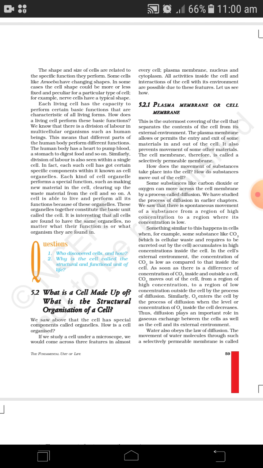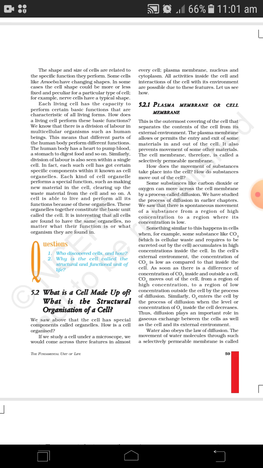Something similar to this happens in cells when, for example, some substance like CO2, which is cellular waste and requires to be excreted by the cell, accumulates in high concentration inside the cell. In the cell's external environment, the concentration of CO2 is low as compared to inside the cell. As soon as there is a difference of concentration of CO2 inside and outside a cell, CO2 moves out of the cell from a region of high concentration to a region of low concentration outside the cell by the process of diffusion.